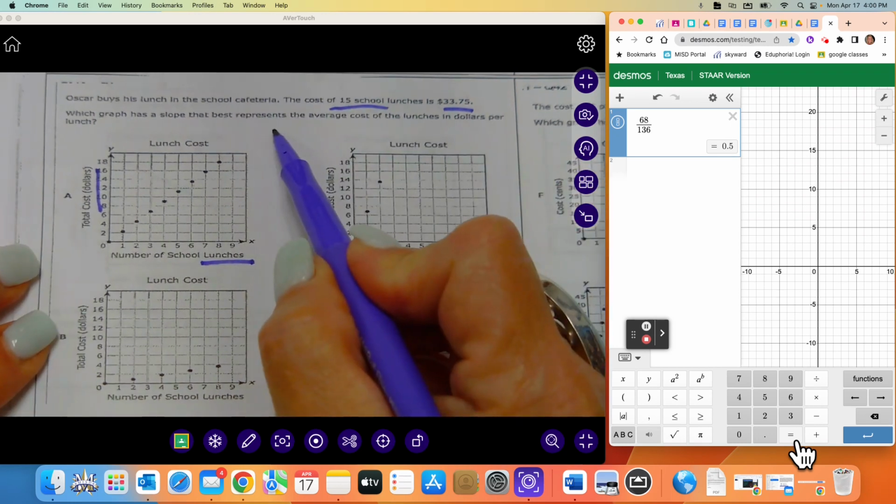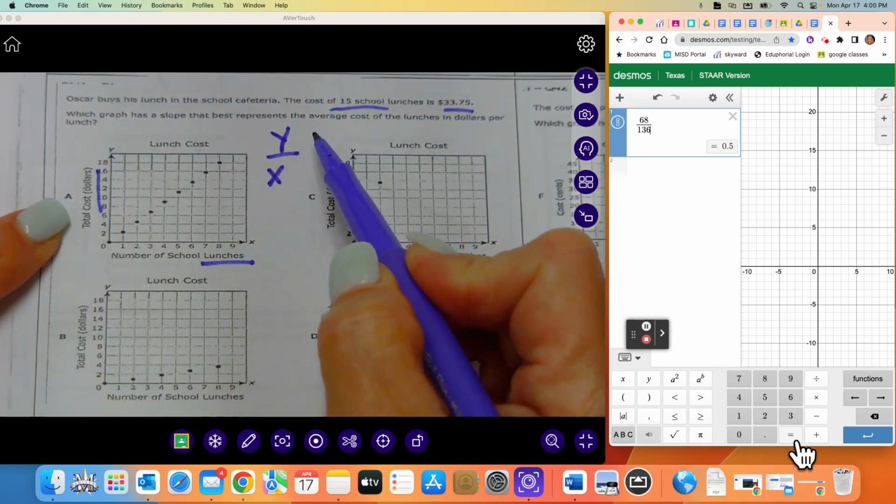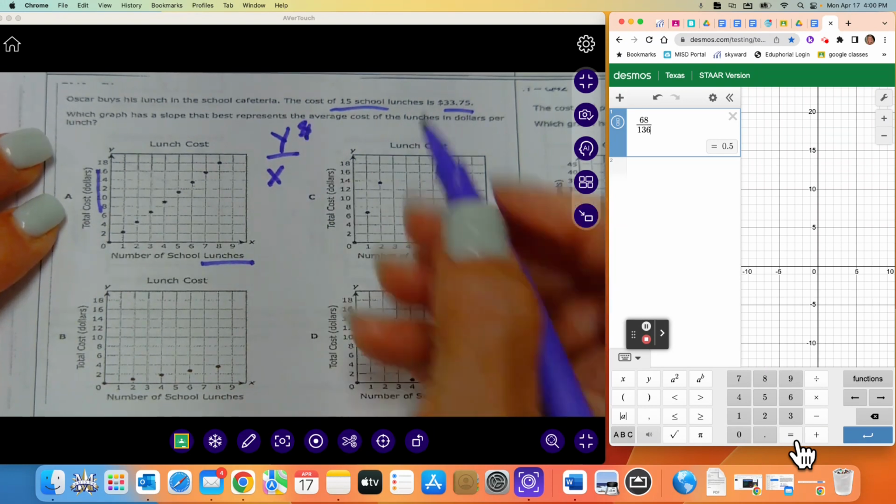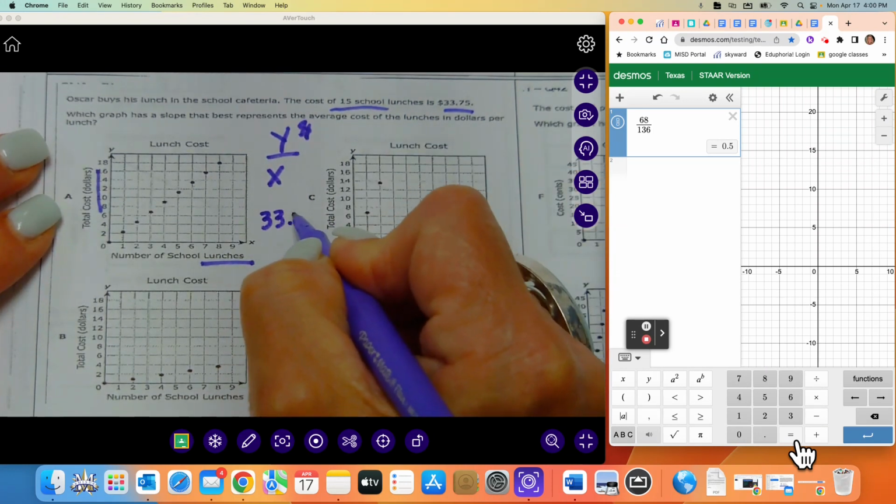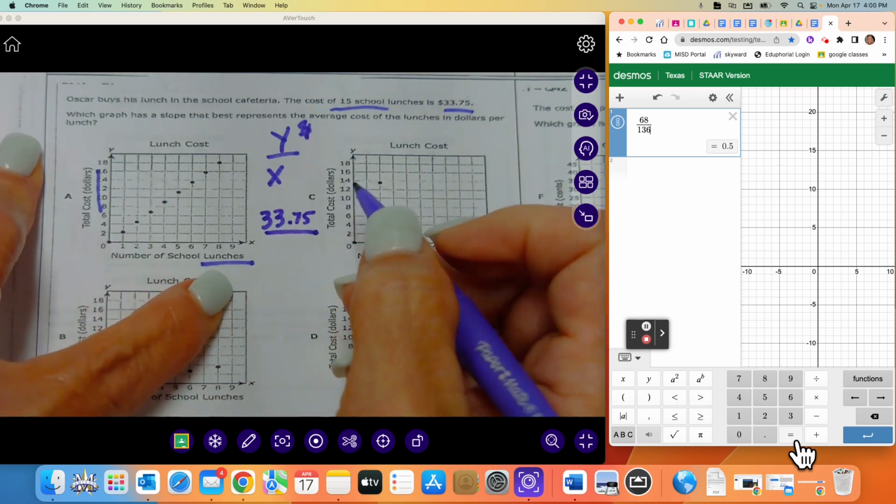So we're going to put y over x, and our y is our money. So we're going to put $33.75 over our x, which is the number of lunches.